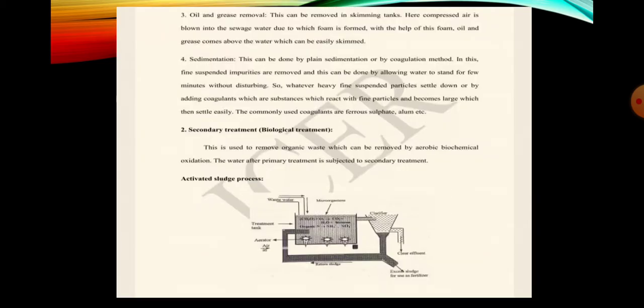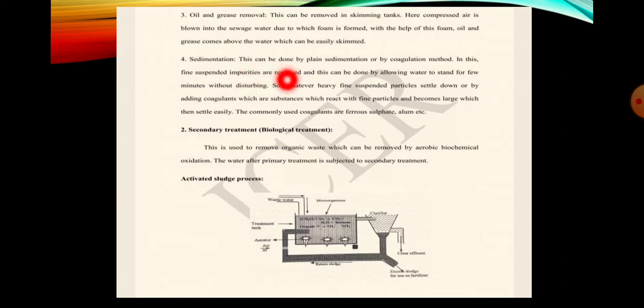Next, oil and grease removal. This is part of primary treatment. It can be done using skimming tanks. Here compressed air is blown into the sewage water so that foam is formed. The foam helps the oil and grease come to the top of the water, where they are easily skimmed off. We have to use that.